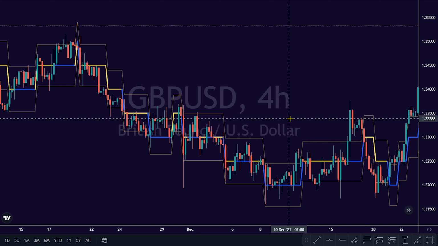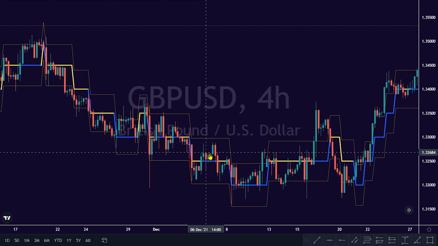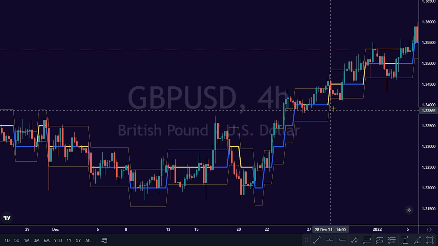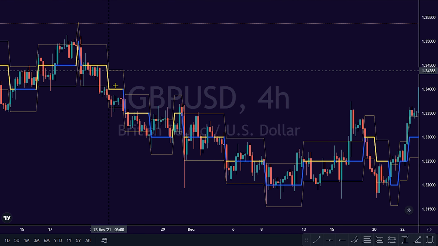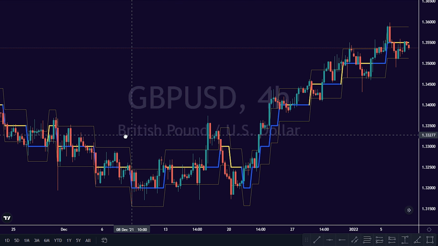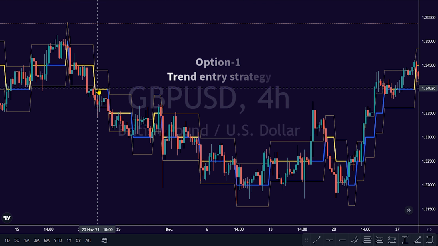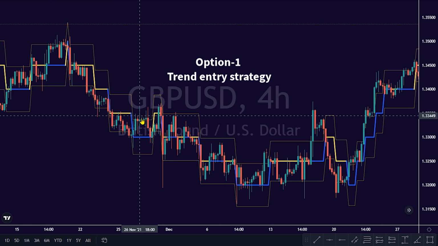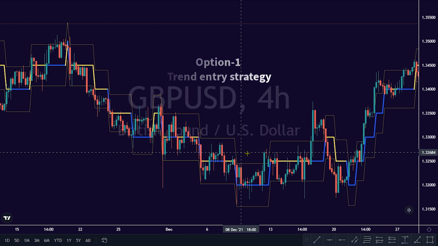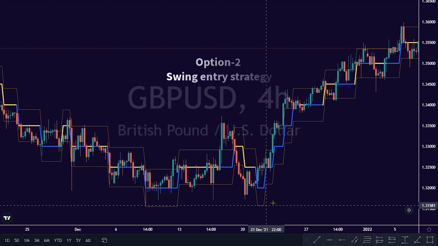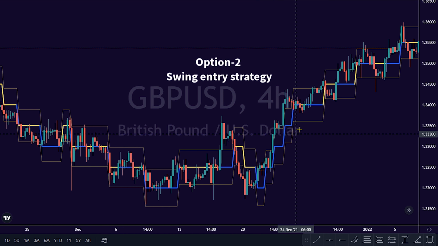How can we use the RedK Auto Stepping Ladder Trader to detect trade setups in the market? There are two main ways to implement this indicator for trade opportunities in the market. The first option is through the trend entry strategy. The second option is through the swing entry strategy.